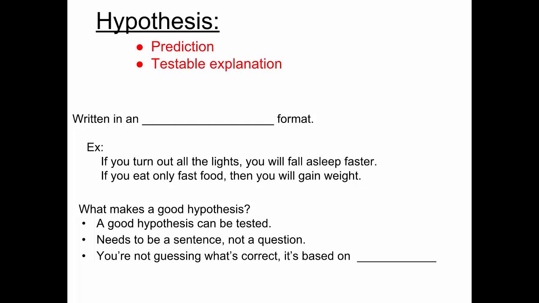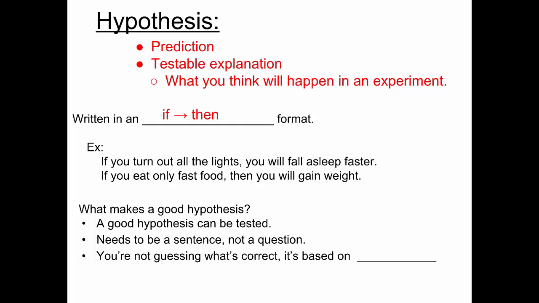And often we write it as an if-then statement. So it's what you think is going to happen in your experiment. So some examples: if you turn off all the lights, you will fall asleep faster. Okay, it's a prediction. Could you test that? Sure. Please. No, we're not going to go to sleep now.